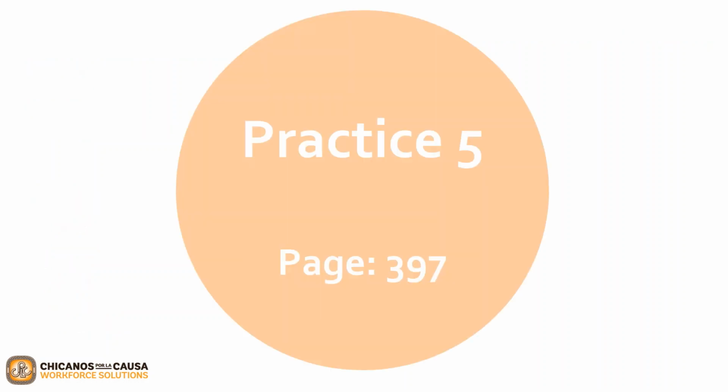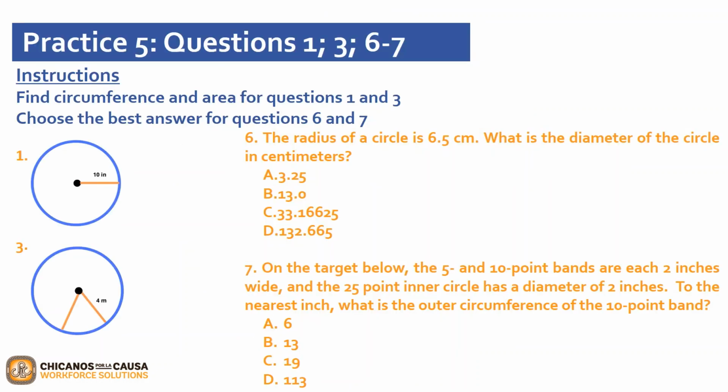At this time, let's move on to practice 5, found on page 397. For practice 5, we are going to answer questions 1, 3, 6, and 7. For questions 1 and 3, you're going to find the circumference and the area. And for questions 6 and 7, you're going to choose the best answer. So take a few minutes to complete these 4 questions. Once you're ready to review them together, just click play.